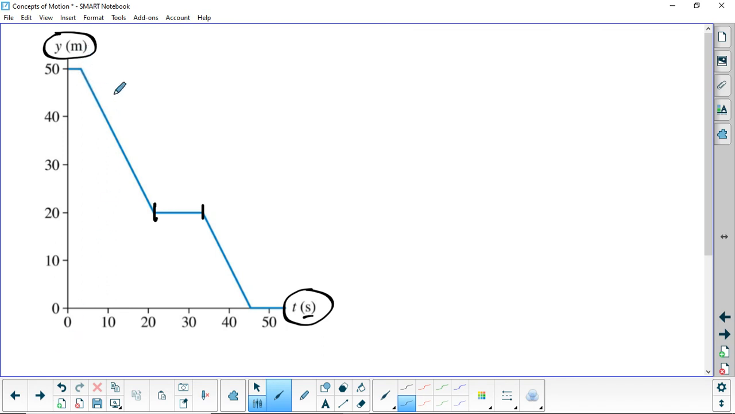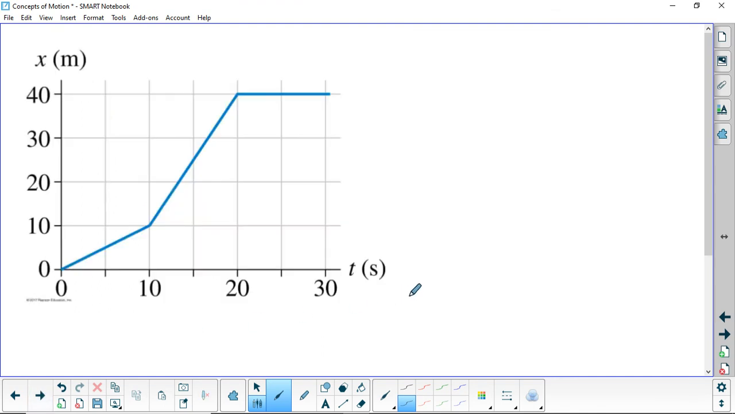Okay, make sure you look at your axes and see what the labels are before you start trying to describe your motion. One more here. See if you can describe the motion here. Okay, again, my axes, it's in seconds, and my x is in meters per second. I'm starting out at my origin. I'm going to the right away from the origin at a constant velocity for the first 10 seconds, and then I speed up, going even faster for the next 10 seconds, and then I stop at 40 meters away from the origin, and I'm not moving for the last 10 seconds.